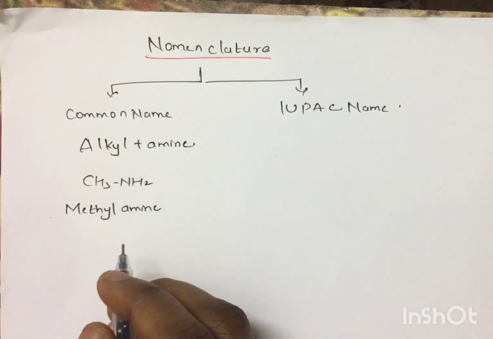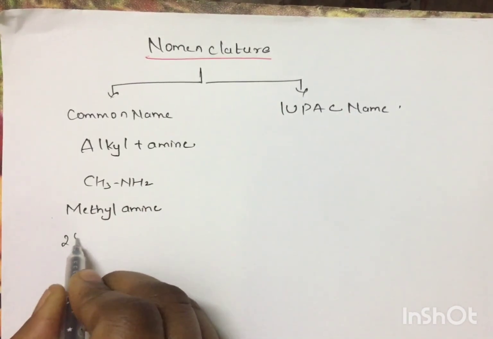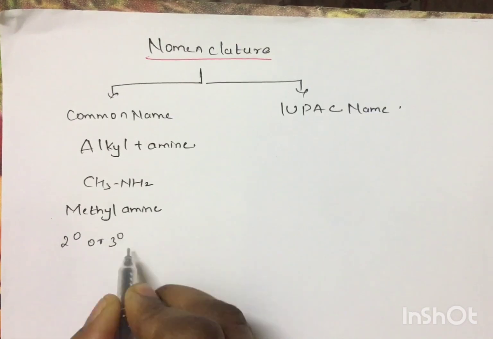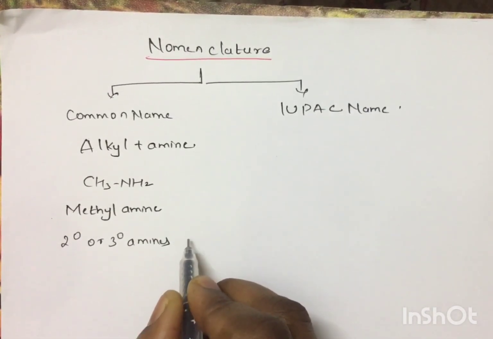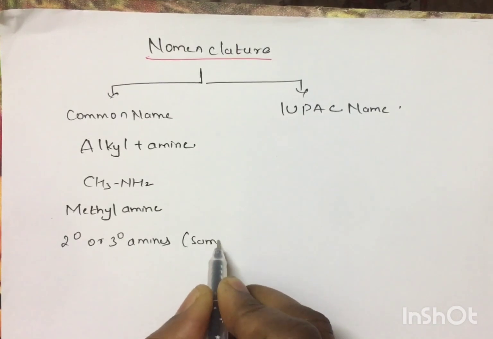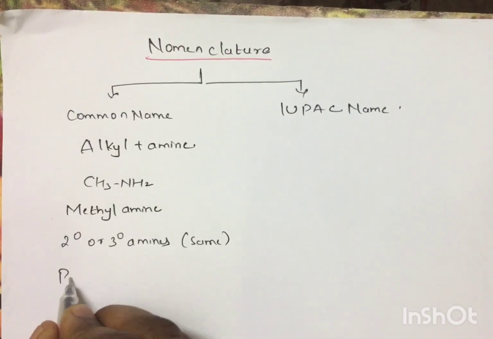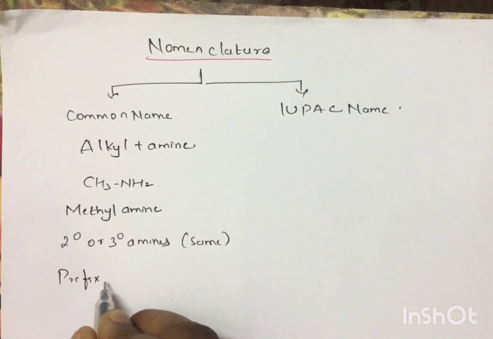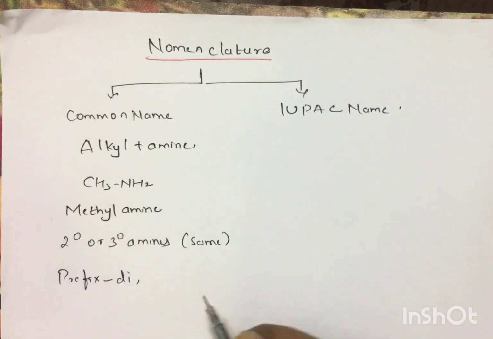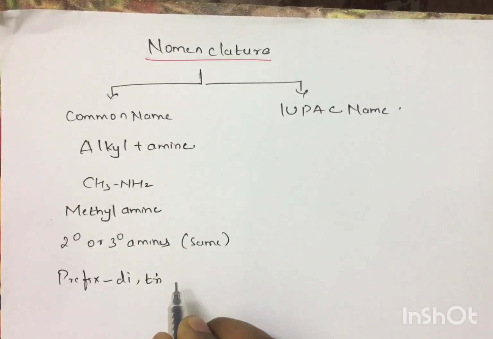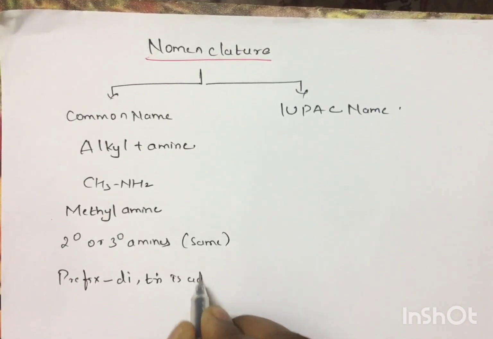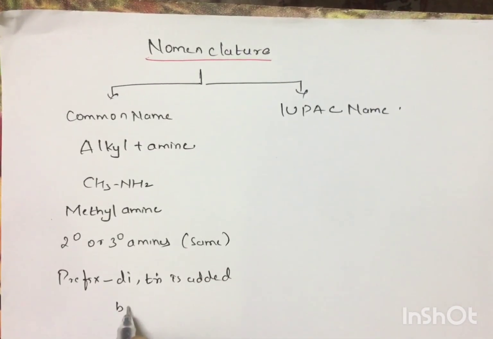If in secondary or tertiary amines all the alkyl groups present are the same, then the prefix di is used if two same groups are present, and tri if three same groups are present, added before the alkyl group.